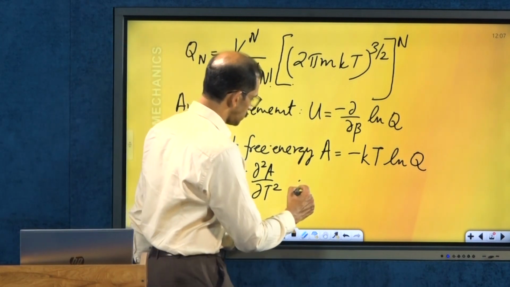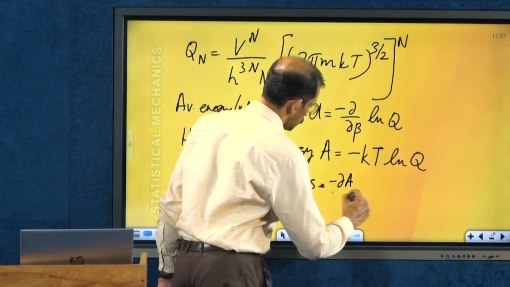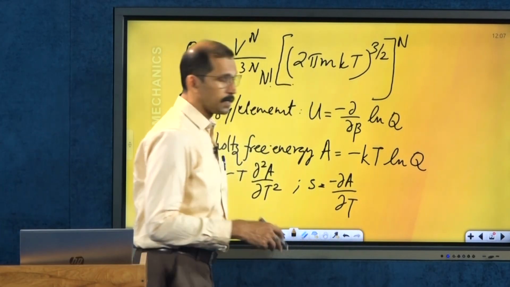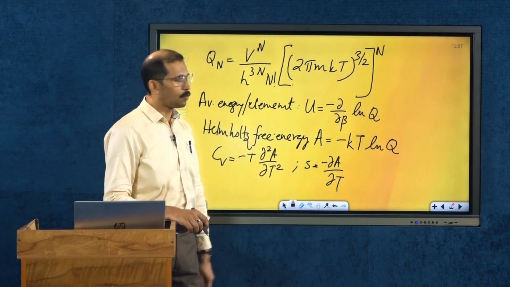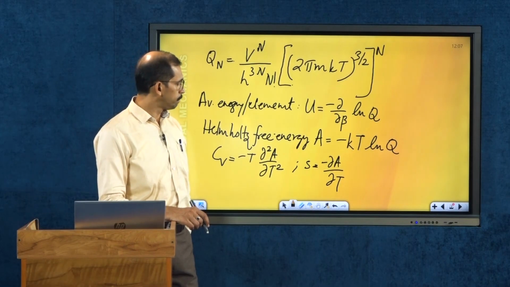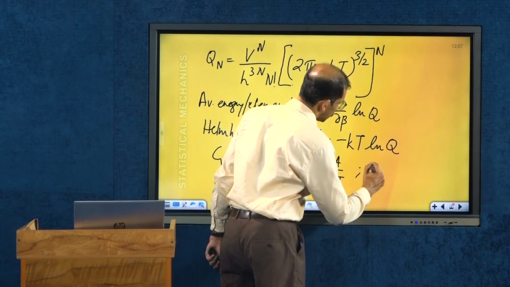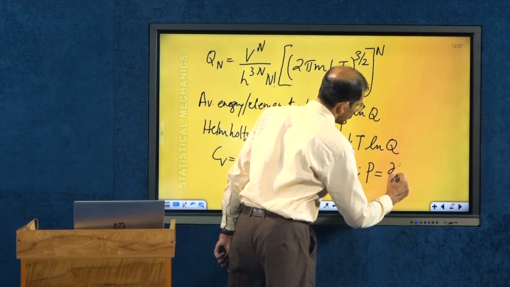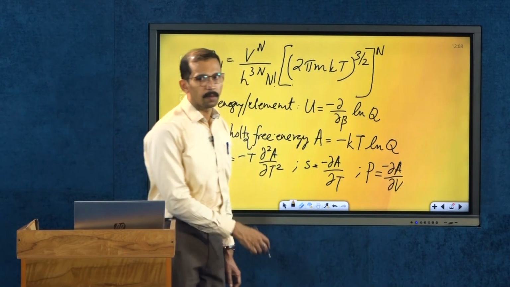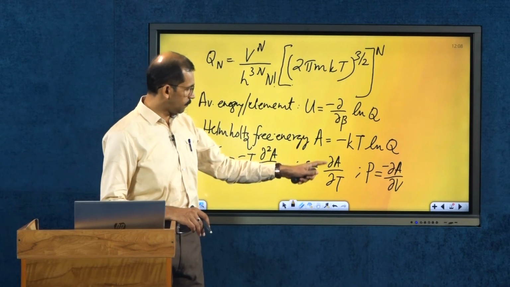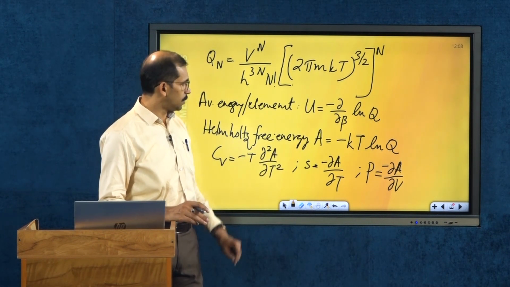And the entropy S is equal to minus dou A by dou T. That's a very famous expression, the connection between entropy and the Helmholtz free energy. And what else? I can write the expression for pressure as minus dou A by dou V, the differentiation of the Helmholtz free energy with respect to the volume of the system.